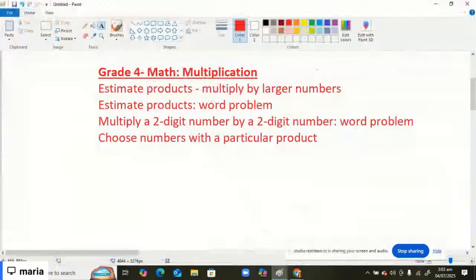So today we are here for grade 4 maths. The chapter we discuss today is multiplication. And here is the list of the lessons. Today we cover the first lesson, which is estimate the products, multiply by large numbers, estimate the products word problems, multiply a two-digit number by a two-digit number, word problems, and choose numbers with the particular product.